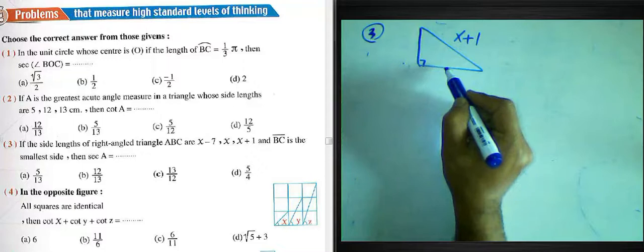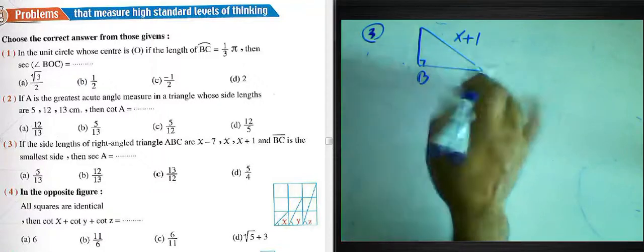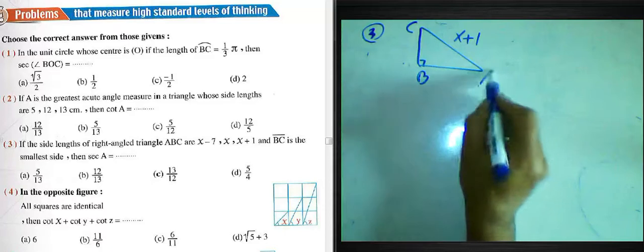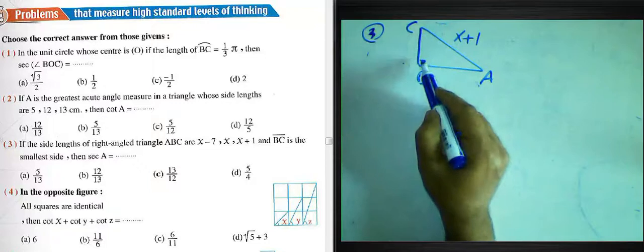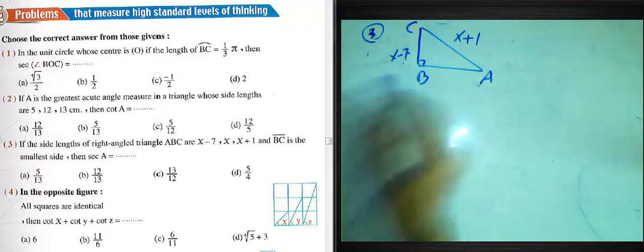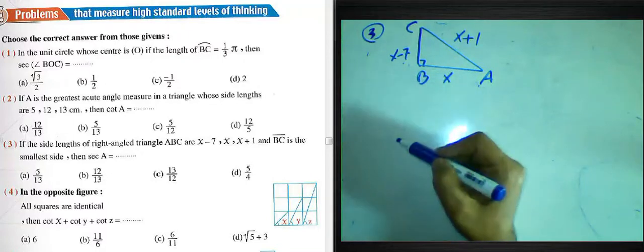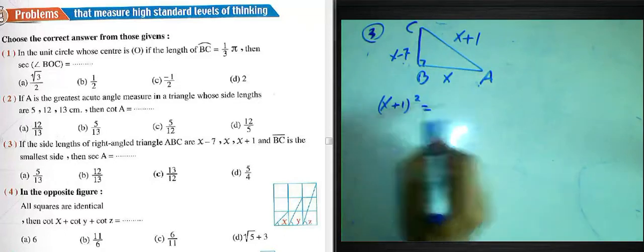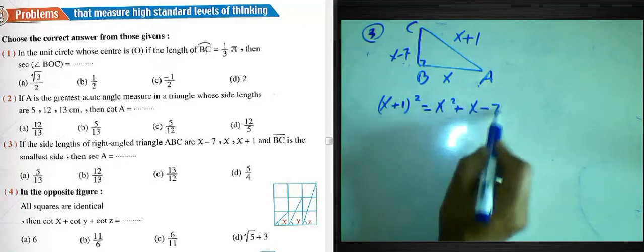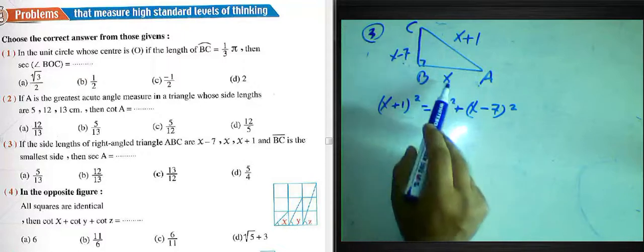He told us BC is the smallest, okay? BC is the smallest side, and it will be opposite A here. BC will be x minus 7 and BA will be x. We want to find the value of x. First, we know x plus 1 to power 2 equals x power 2 plus x minus 7 to power 2. Hypotenuse squared equals first length squared plus second length squared.